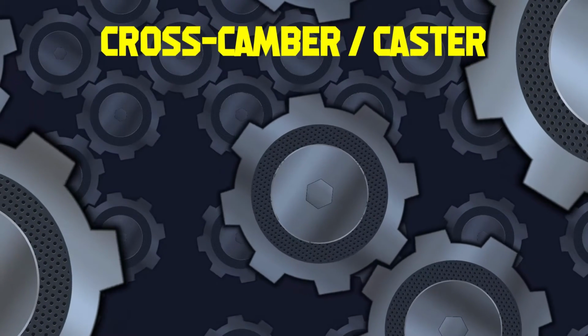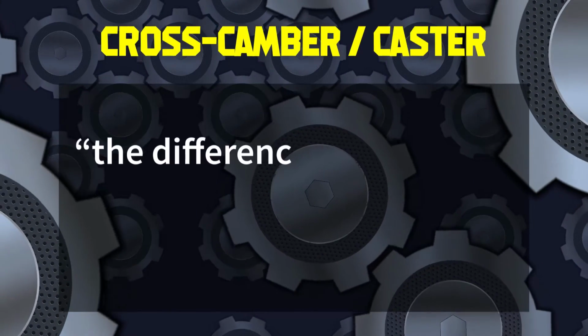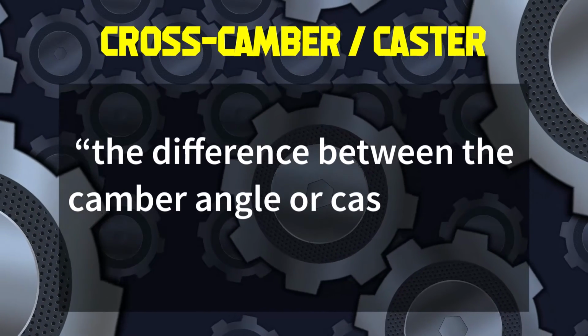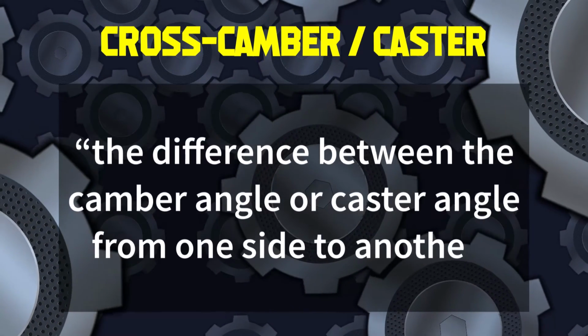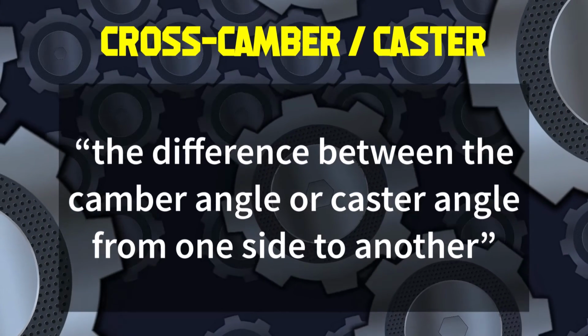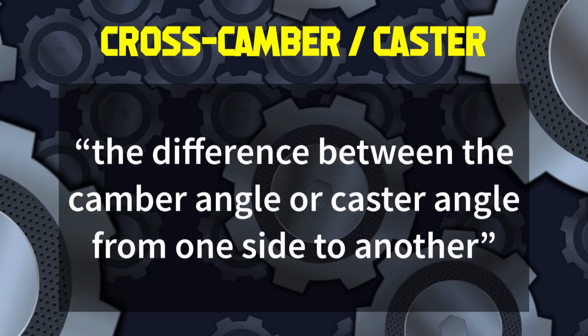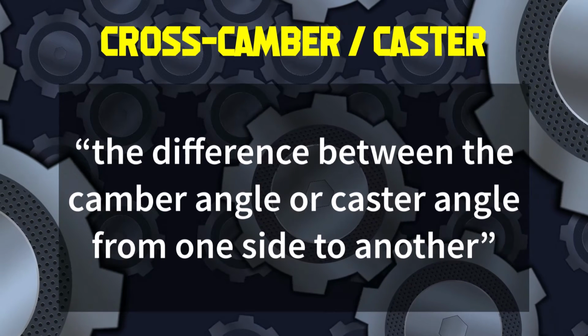The terms cross-camber and cross-caster refer to the difference between the camber angle and caster angle when viewed from one side to another. The closer these values are to zero, the better the vehicle will handle. Let's take a look at a few calculations involving what we just talked about.